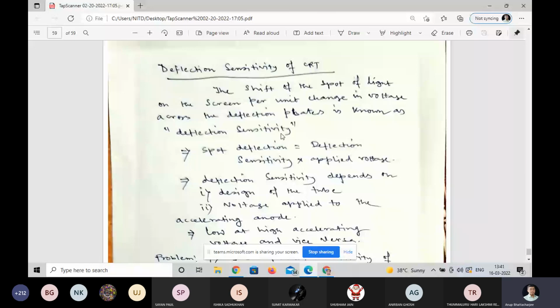Are you getting the meaning, students? Due to the application of some voltage, we are getting a shift. So what is the shift divided by the applied voltage? For example, listen to me very carefully. If a voltage of 100 volt is applied to the vertical plates and it produces a vertical shift of 3 millimeter in the spot, can you tell me what will be the deflection sensitivity?